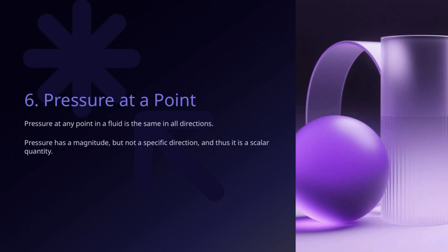Pressure has a magnitude, but it doesn't have a specific direction, which makes it a scalar quantity. That means when we talk about pressure at a certain point in a fluid, we're only concerned with how much force is being applied per unit area, regardless of the direction. An interesting point is that the pressure at any given point in a fluid is actually the same in all directions. So, whether you measure it pushing from above, below, or from the sides, the pressure remains constant. This uniformity is crucial because it helps us understand how fluids behave and how forces are distributed within them. Recognizing that pressure is a scalar quantity and is the same in all directions at a point helps us simplify many fluid mechanics problems and build a clearer picture of how fluids respond under different conditions.